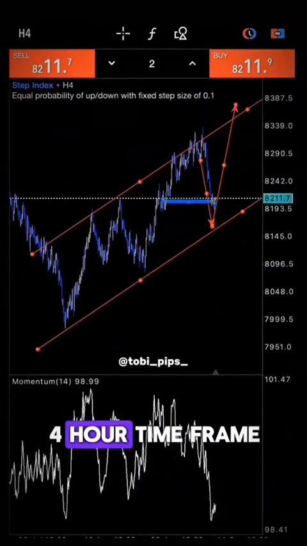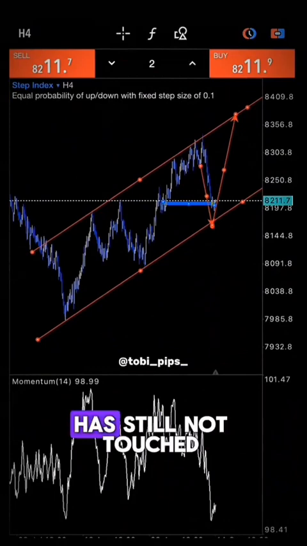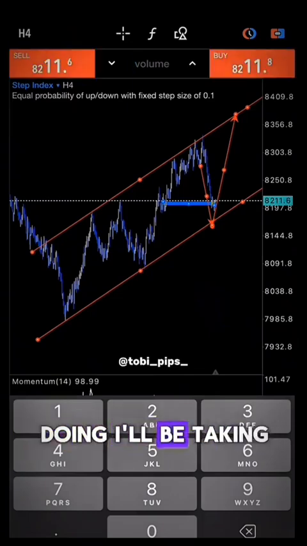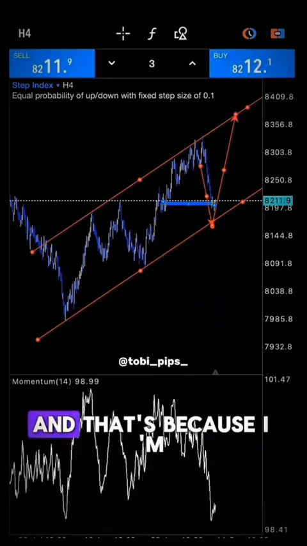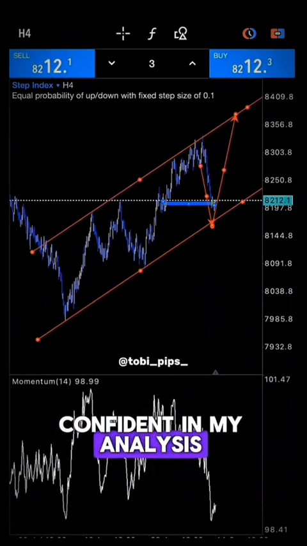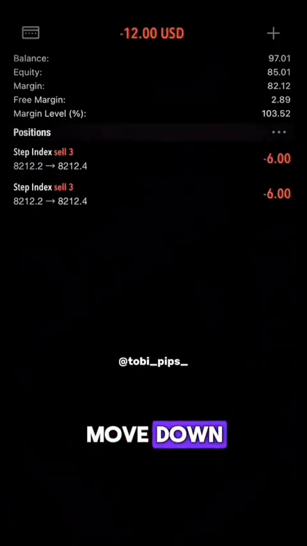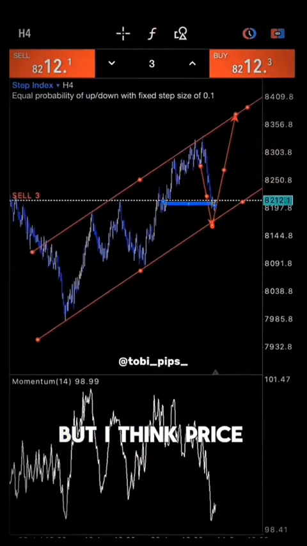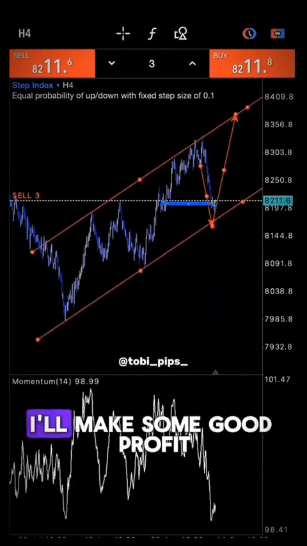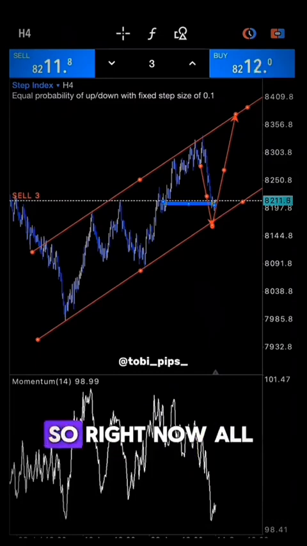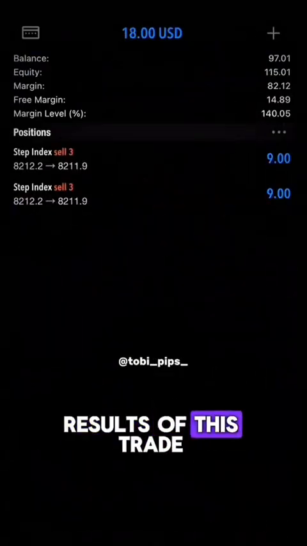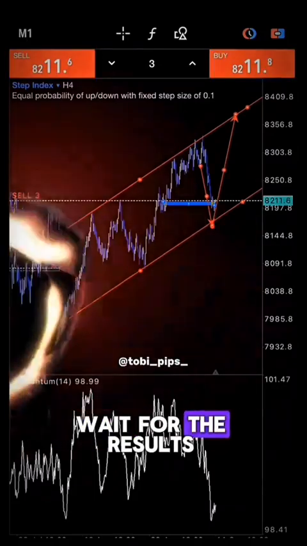Switching back to the 4-hour time frame, I see that price has still not touched the bottom trend line. So what I'll be doing, I'll be taking up more sell positions again, and that's because I'm confident in my analysis. I believe price should move down. There's still a good chance that I lose everything with this trade, but I think price should go down, and if it moves in my direction, I'll make some good profit. So right now all I can do is to wait for the results of this trade.